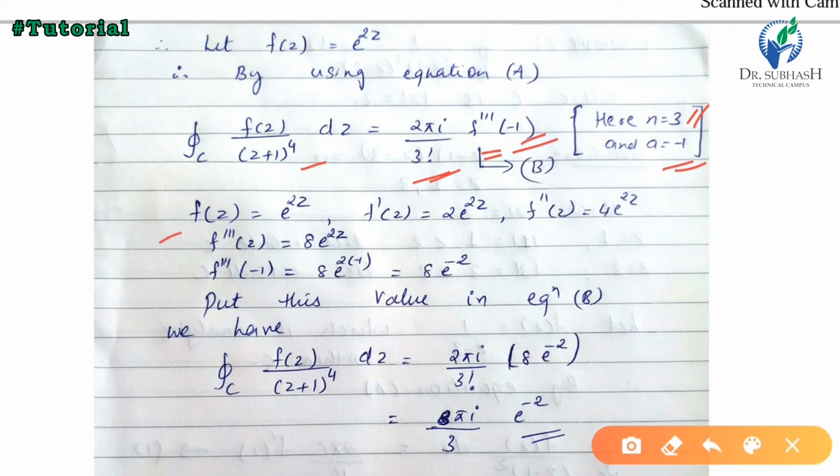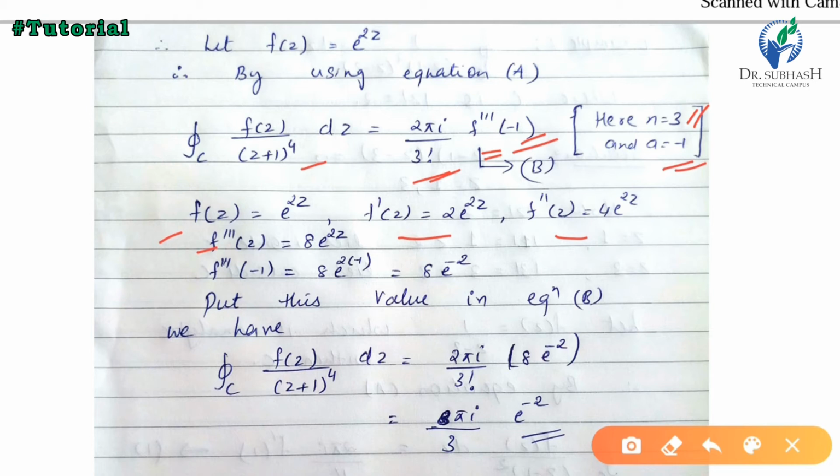Here f(z) equal to e raised to 2z. f'(z) will be 2e raised to 2z. f''(z) will be 4e raised to 2z. And f'''(z) is 8e raised to 2z. This is our third derivative.